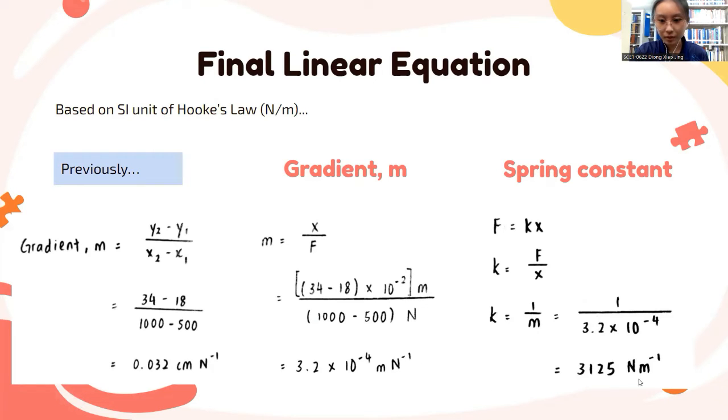Converting the formula, spring constant F = Kx, K = F over x. And K can be calculated by 1 over this m, which gives a unit of Newton per meter. 1 over 3.2 × 10^-4. So the spring constant is 3,125 Newton per meter.